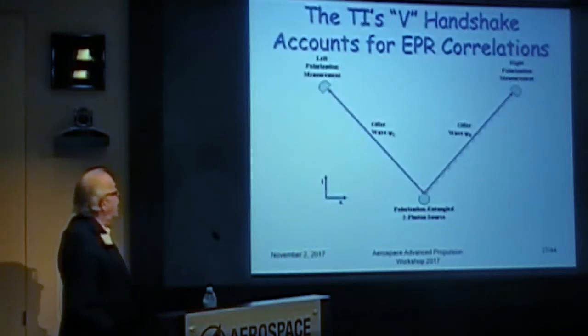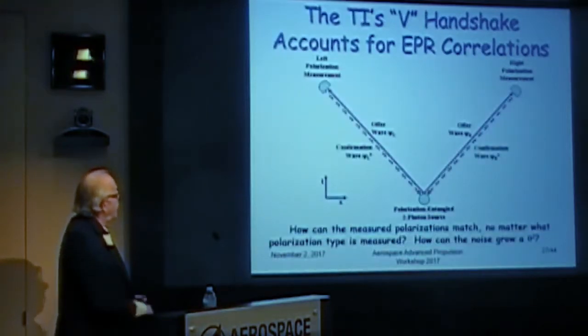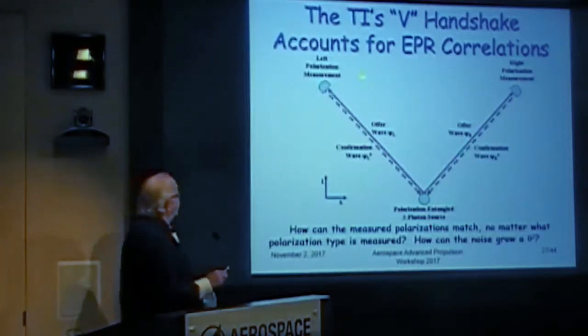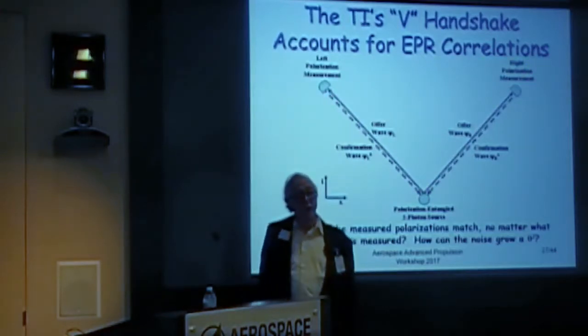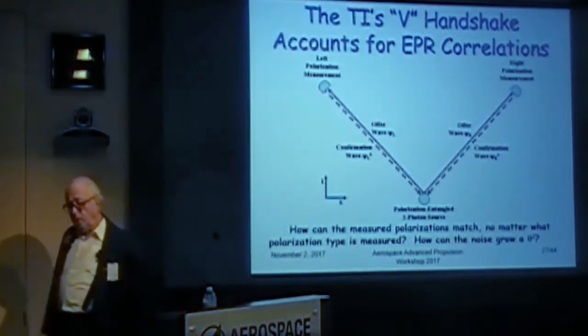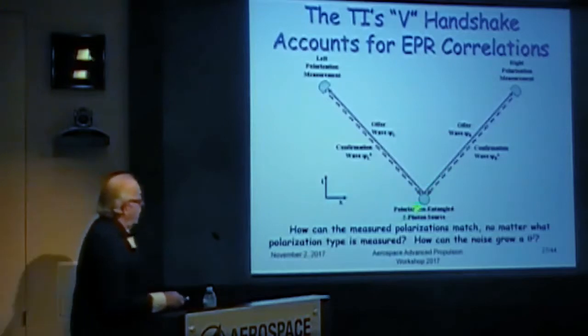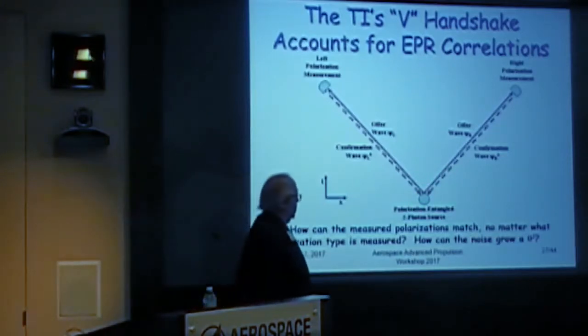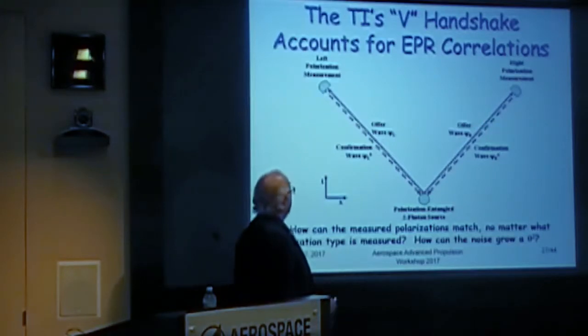Now, again, what's going on here is that I already talked about this. What we have is retarded waves going to both detectors and advanced wave handshakes coming back, and the only kinds of handshaking that can happen is when things match properly and conserve angular momentum at the source, because the polarization is dependent on angular momentum conservation. And so there's no problem in understanding the non-locality.